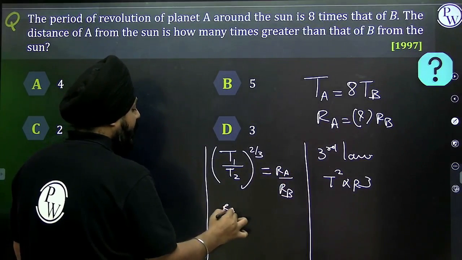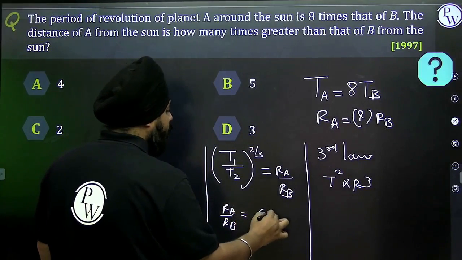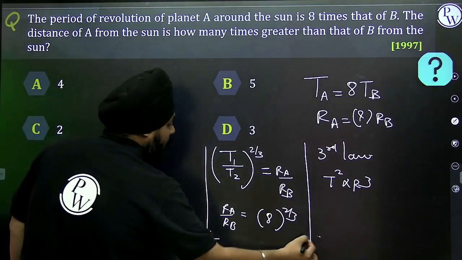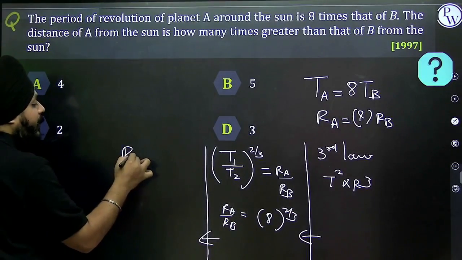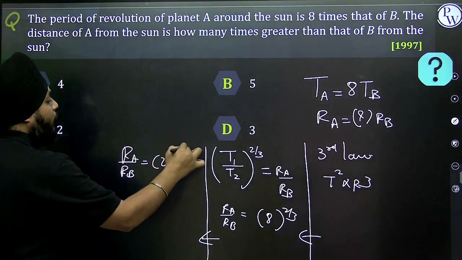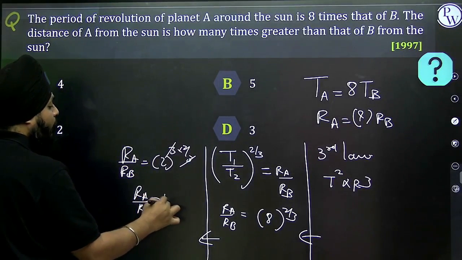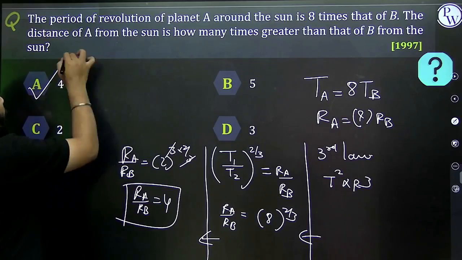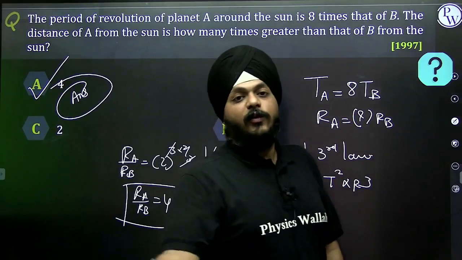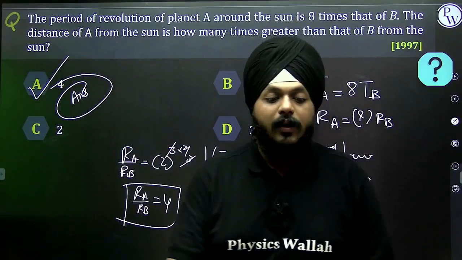The time period of A is 8 times the time period of B, so RA by RB is 8 to the power 2 by 3. That is 2 cubed to the power 2 by 3, so RA by RB is equal to 4. It's 4 times, and the fourth option is the perfect answer for this question. So this kind of sums are there, a very simple explanation of Kepler's law.